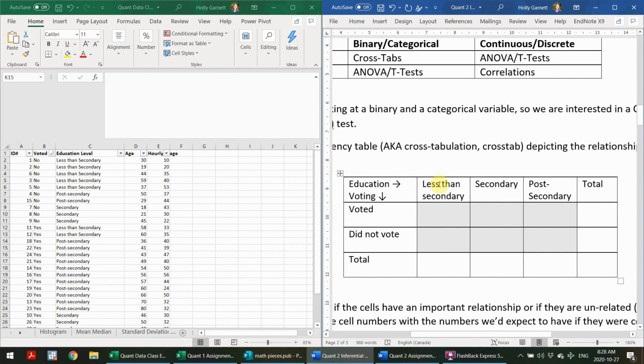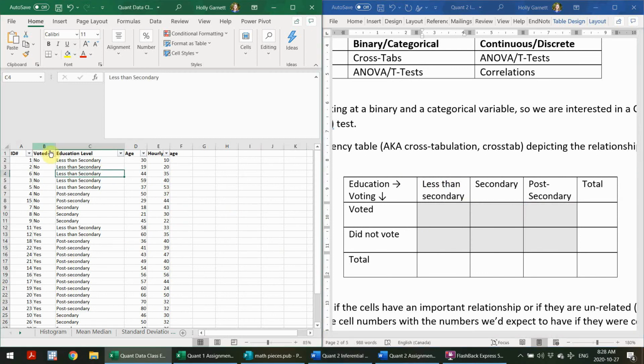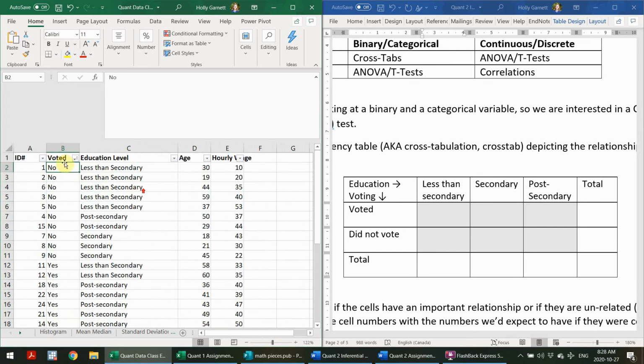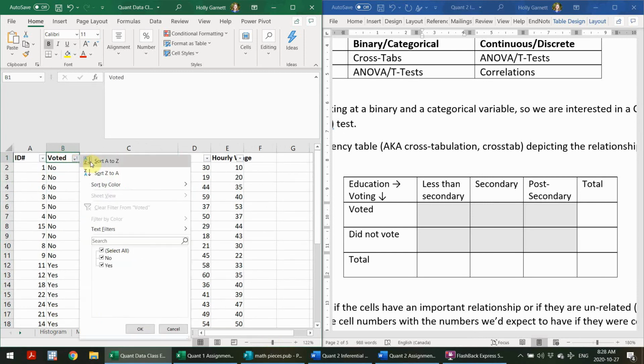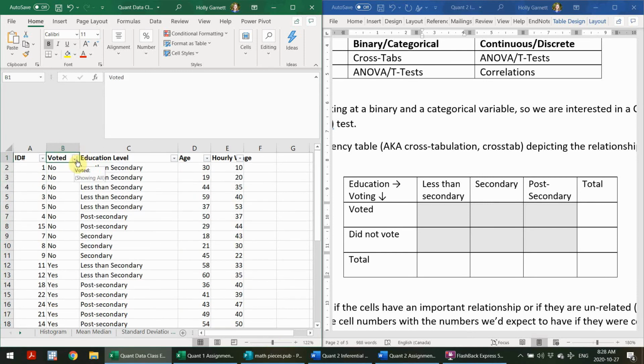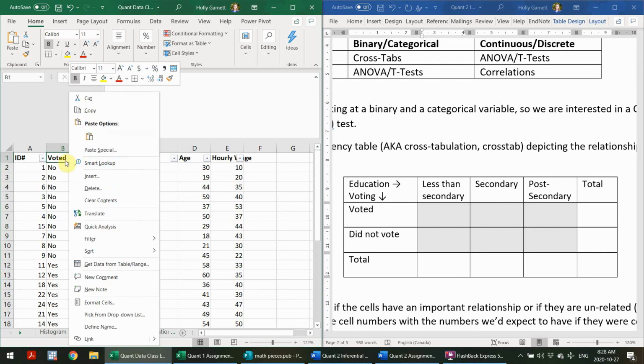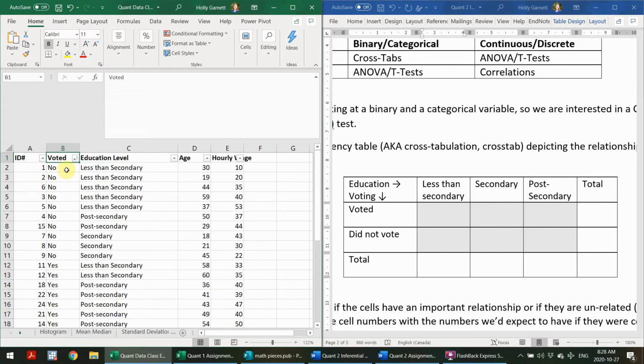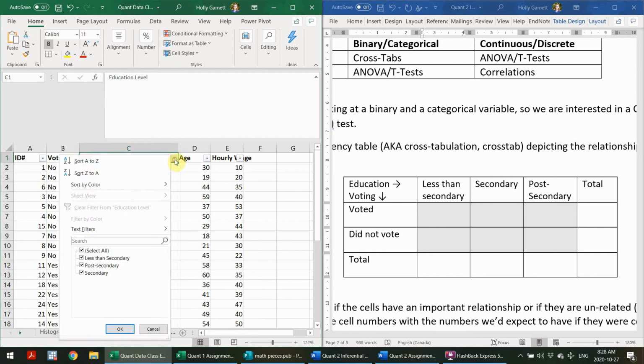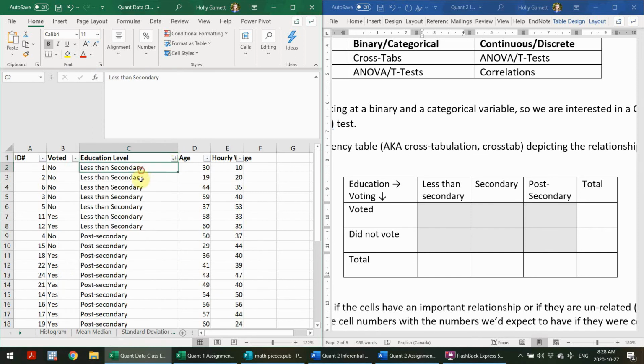How many people who had less than secondary voted? How many who had less than secondary didn't vote? Pretty simple. One of the easy ways we can do this is to go to the filter option. Let's go by education level, maybe that's easy. So let's sort. Here are all the people with less than secondary education.